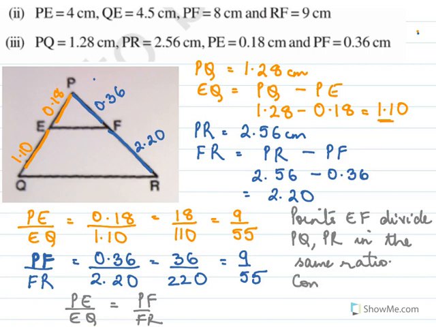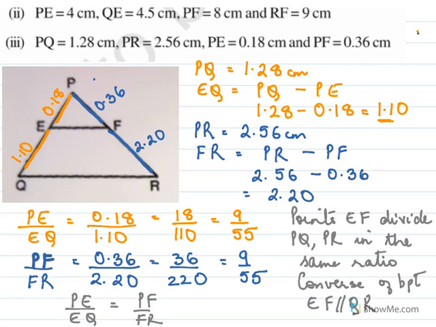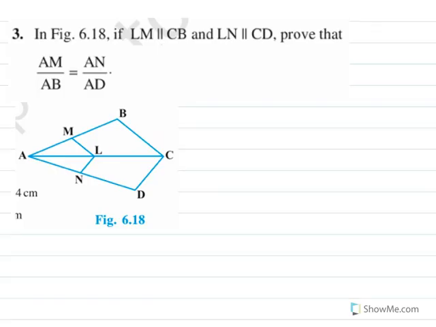So by converse of BPT, we can say EF is parallel to QR. In figure 6.18, LM is parallel to CB and LN is parallel to CD. We need to prove AM over AB equals AN over AD.